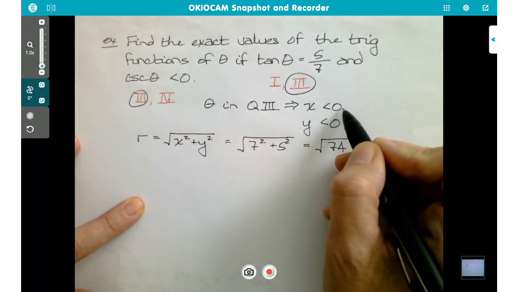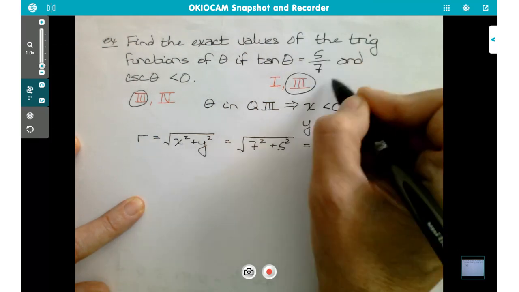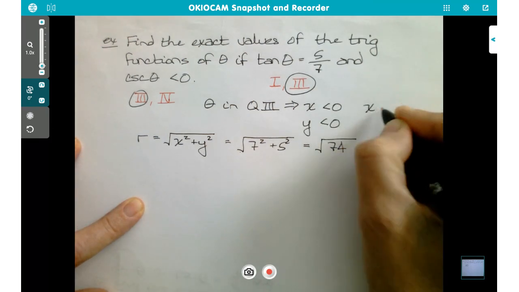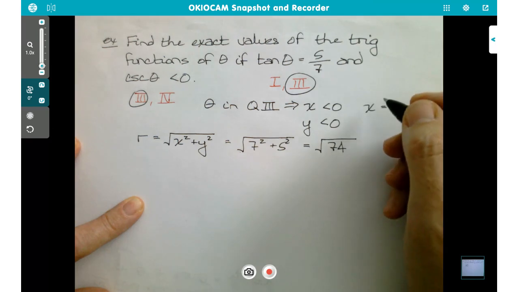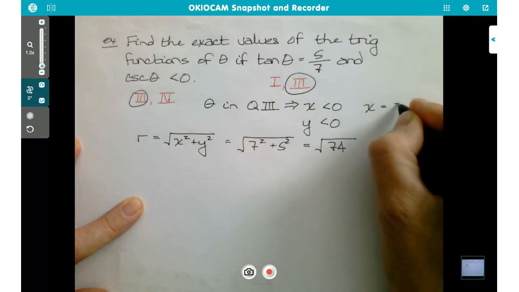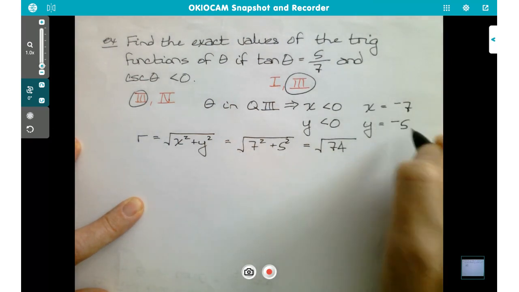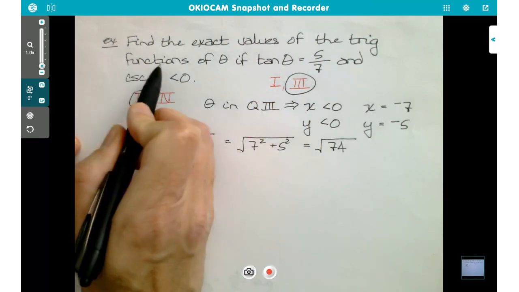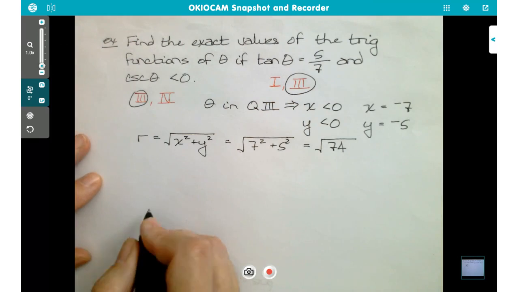X values are negative. Y values are also negative. So even though tangent of theta is positive 5/7, x is actually negative 7, since this is y over x, and y is actually negative 5. So now we have x, we have y, we have r. That's what we need in order to find the values of those 6 functions.